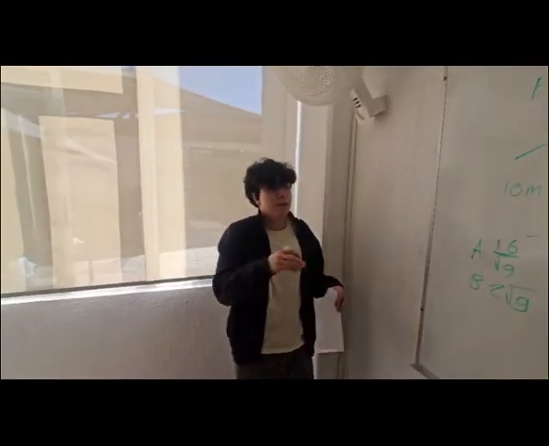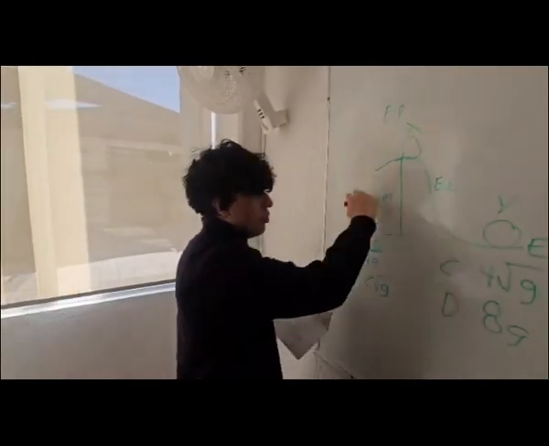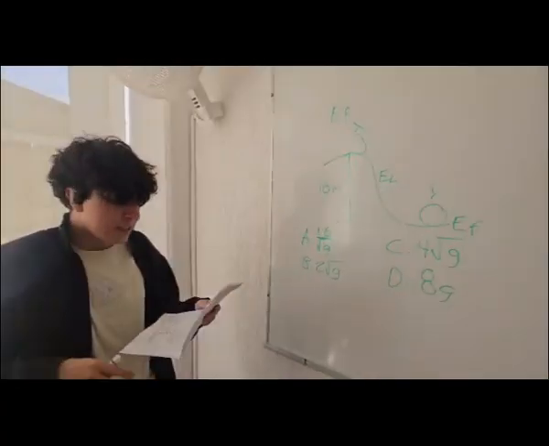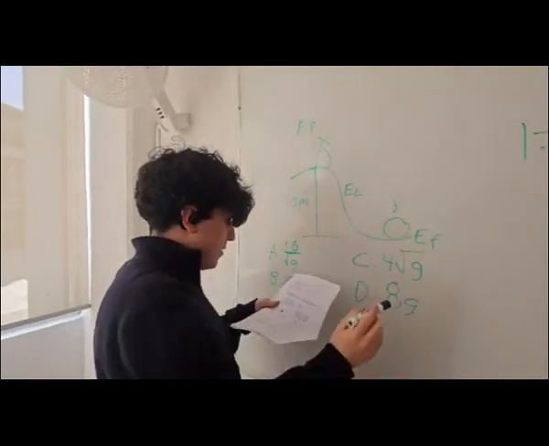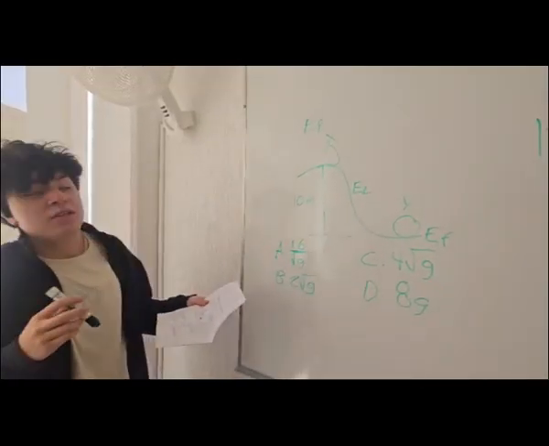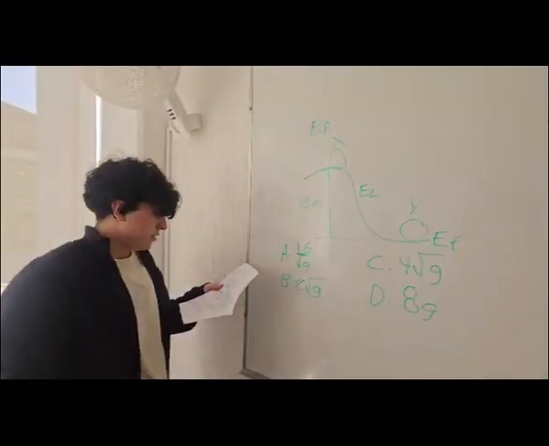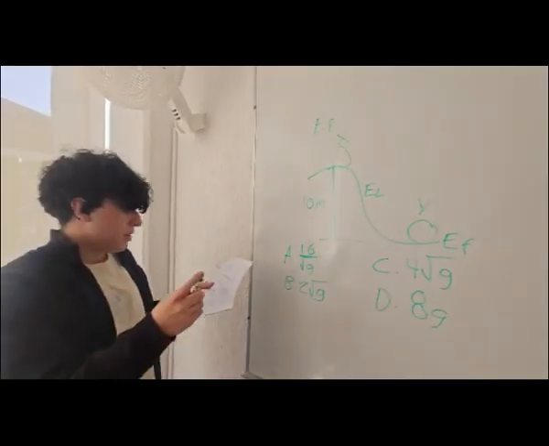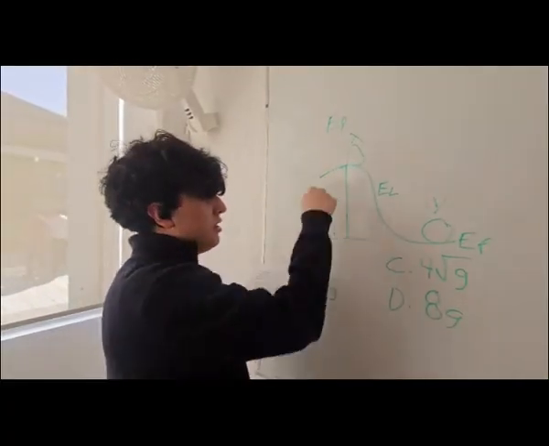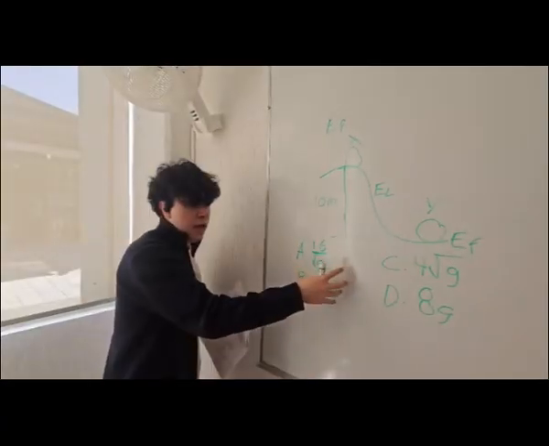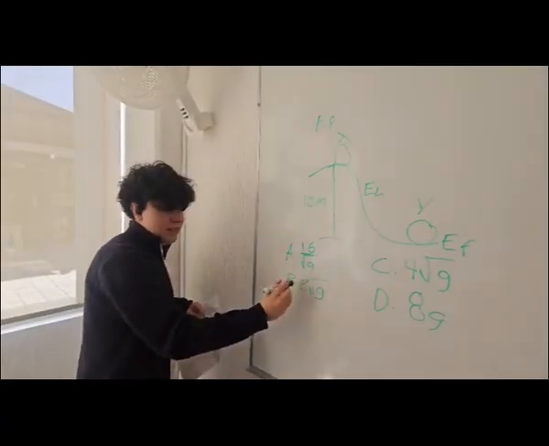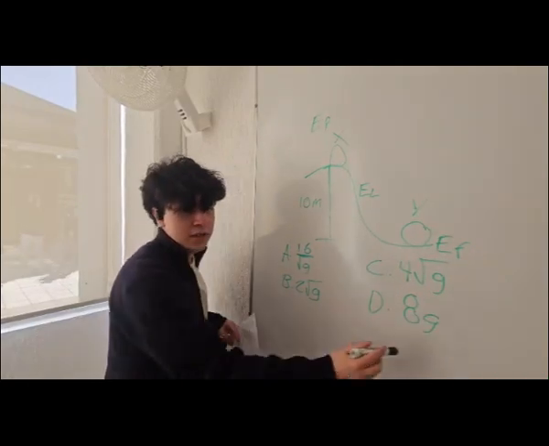Firstly, we have the number 1. That is this problem. It says, an object is dropped from rest on X and slides to Y. The vertical distance between X and Y is 10 meters. During motion, 20% of the initial gravitational energy is lost by friction. And we have 4 answers.